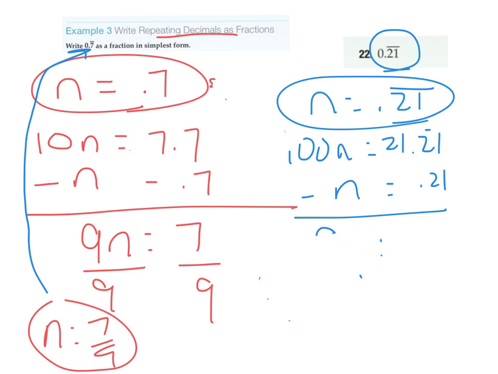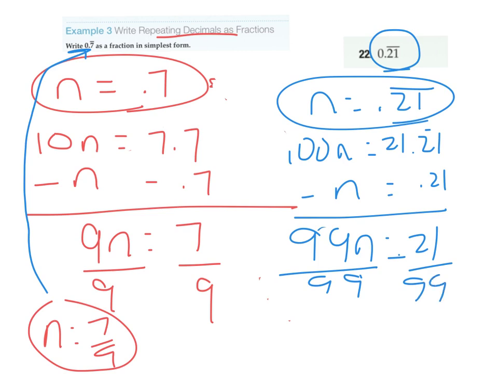By doing that, I get 99n. Let me erase that a little bit. I get 99n equals 21, and then I divide by 99 because I want to get n by itself. So n equals 21 over 99. Now, because this fraction can be reduced, we can divide both by 3, and we get 7/33. And there is our answer.